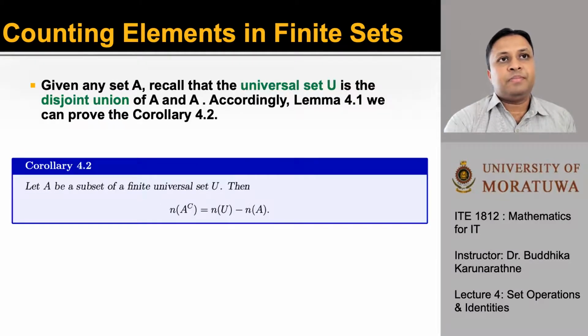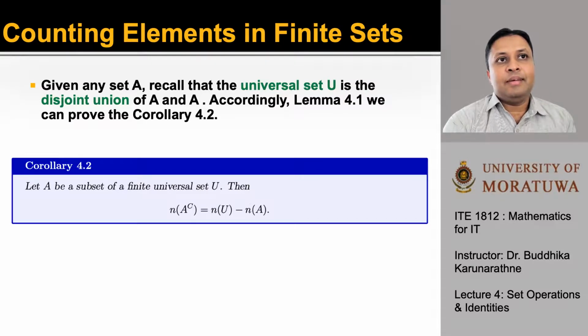So moving on, we move on to another corollary. Given any set A, recall that the universal set U is the disjoint union of A and its complement. Accordingly, from Lemma 4.1, we can prove that this corollary is true.